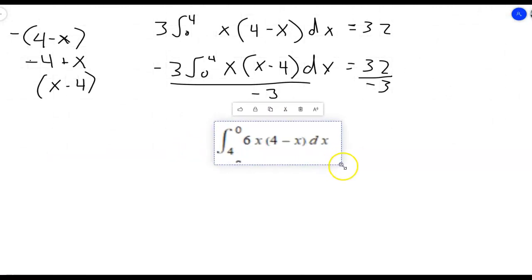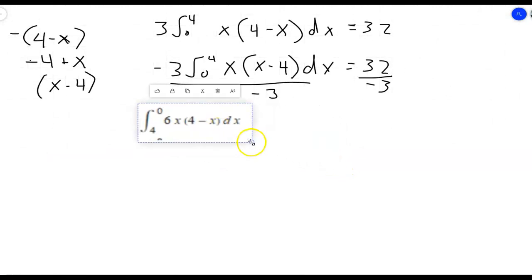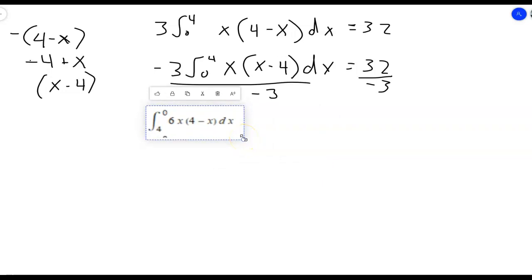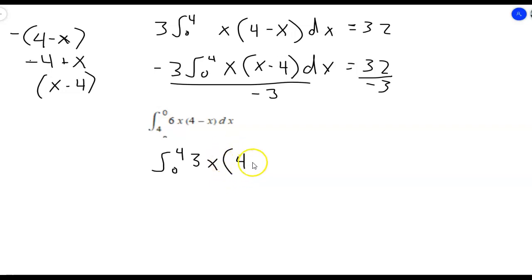Usually I pause the video for this, so I'll give you a little behind the scenes action. All right, so how do I do this? Well, kind of running out of room. But once again, I know that the integral from 0 to 4 of 3x times 4 minus x dx is equal to 32.